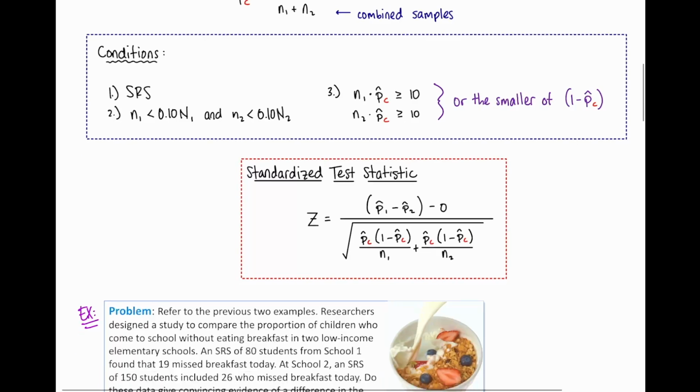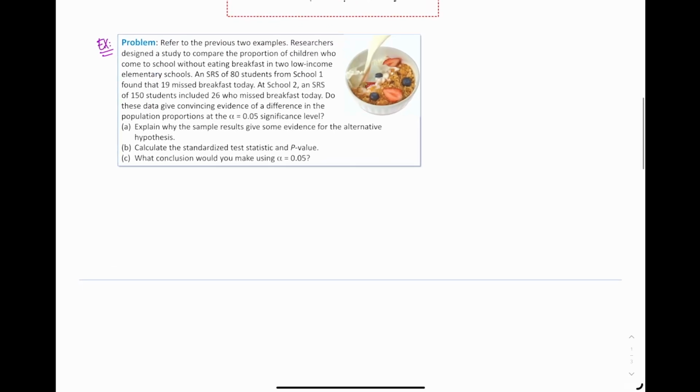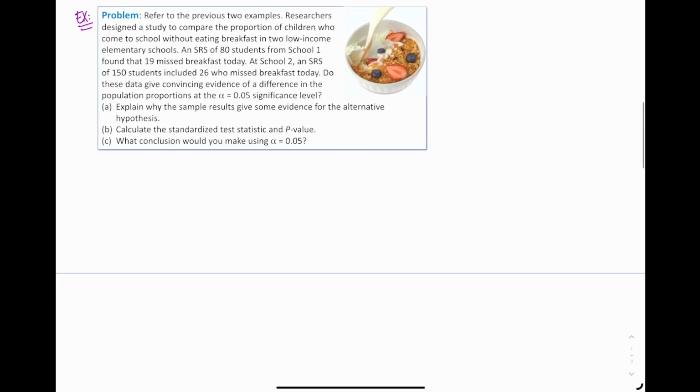All right, on to an example. I mean, this is really it. This is the example. I might have another one, but I think I'll let you do that one on your own. Let's look at this one here.